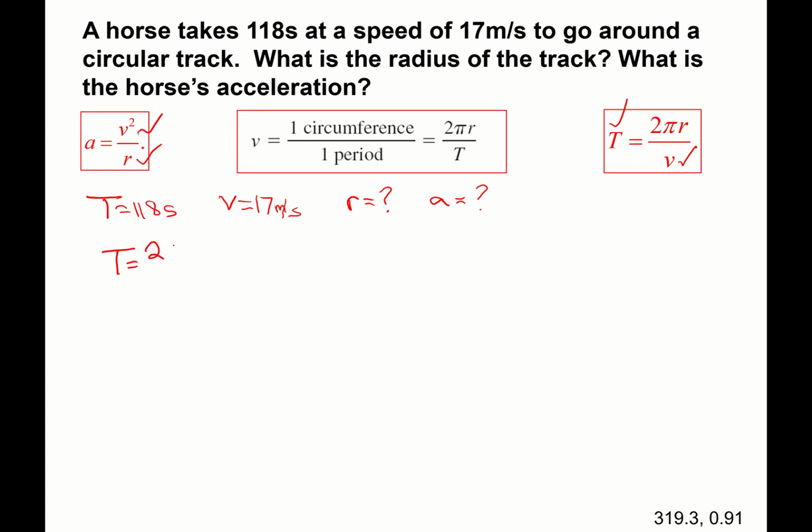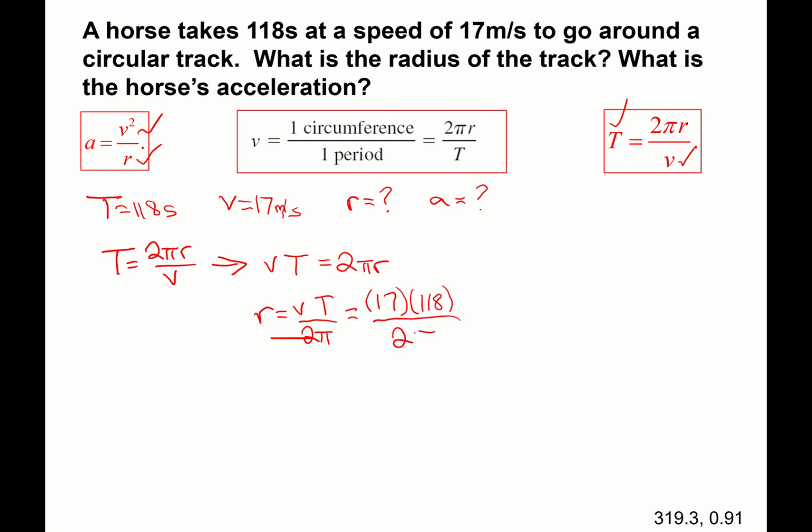T is 2 pi r over v. I need to rearrange that to give me r. So let's do that in two steps. v times T is 2 pi r, multiplying both sides by v. And then r is just going to be vT over 2 pi. So that's going to be 17 times 118 divided by 2 pi. And that gives me 319.3 is my number. So that's the A step, the algebra.